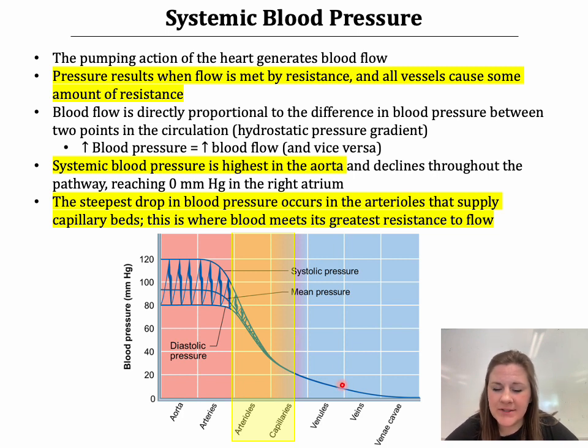And then once that blood is collected in the venules to the veins of the vena cava, there's essentially no blood pressure there at all. Once that blood returns to the right atrium, we got 0 millimeters of mercury there. The pressure is completely dissipated because all that energy has been released as it's flowed through the entire vascular system. Okay, so just keep that in mind. Highest in the aorta, lowest in the vena cava, and the steepest drop being where the blood is meeting the arterioles.